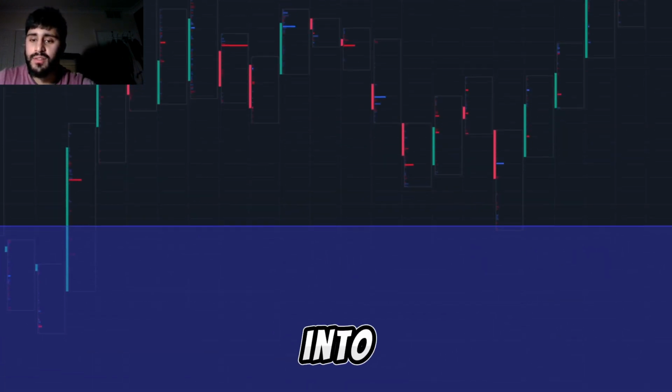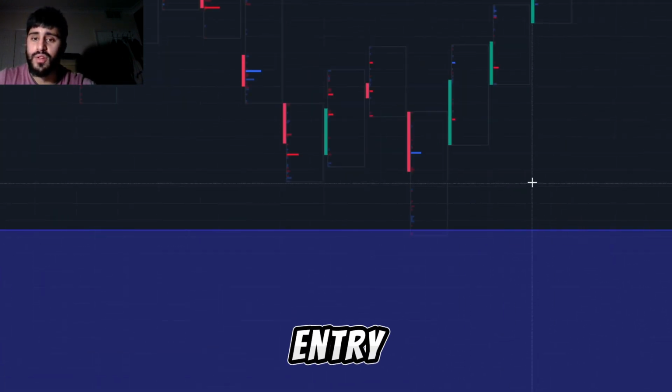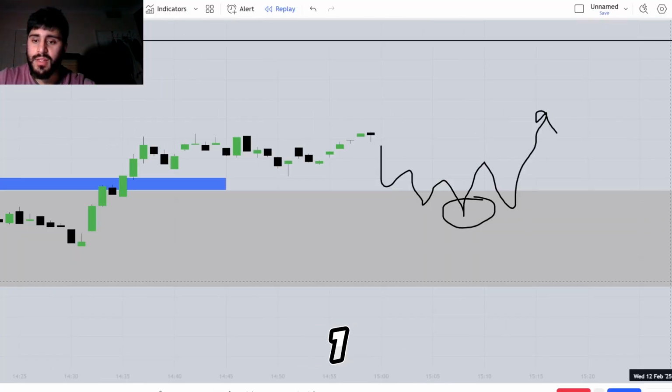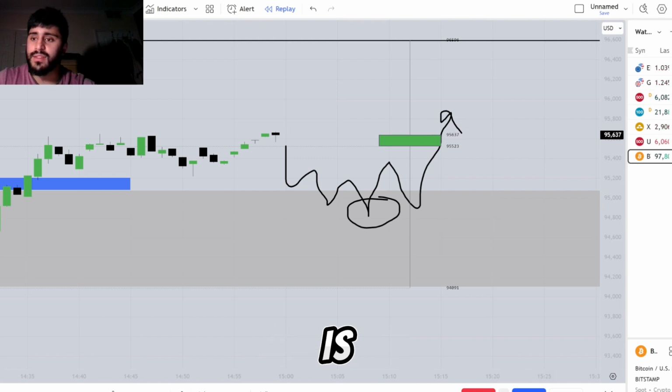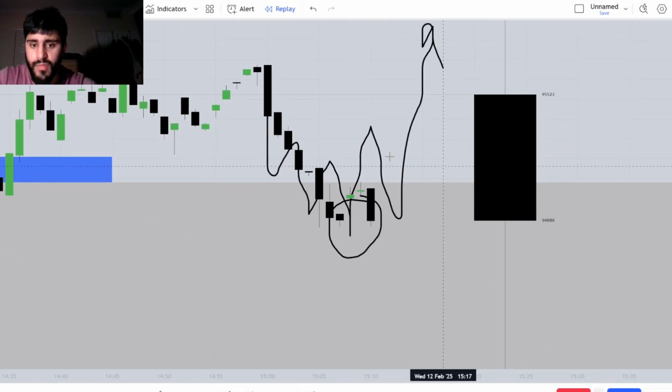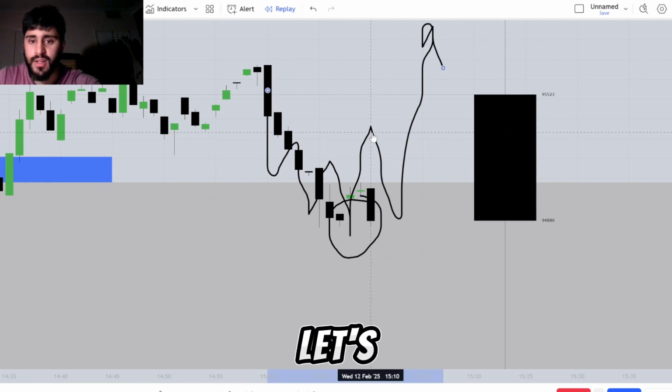Now, when we head down into this region, this could have been your entry over here. So if we go back to the regular candlestick chart and we go down to the 1 minute time frame, what you're looking for is for the market to give you confirmation. So let's quickly break this down. As you can see over here, let's clear this up.